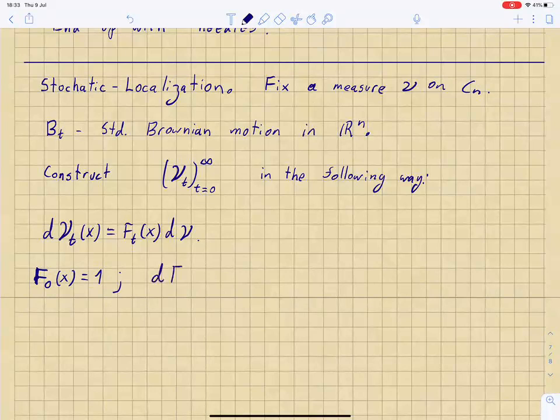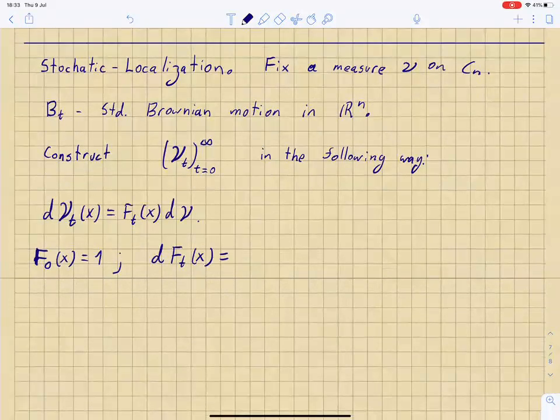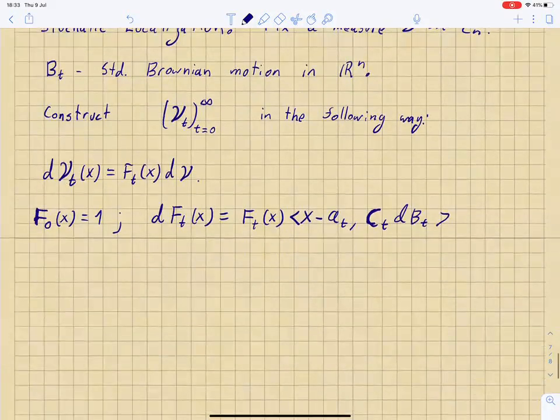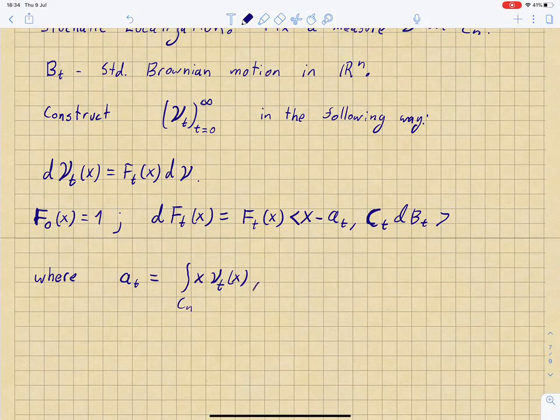And dft of x, so ft is going to satisfy the following stochastic differential equation. It's going to be equal to ft of x, x minus some process we call at, ct dbt, where at is the center of mass of nu t, and ct is some process adapted to the Brownian motion. ct is a matrix valued process adapted to bt.